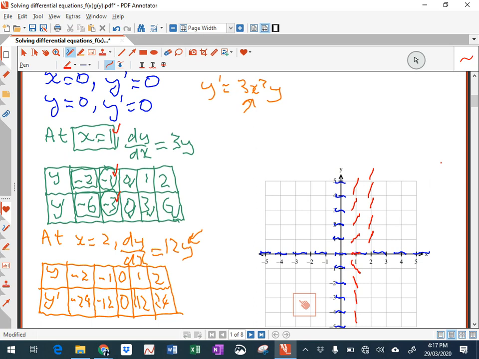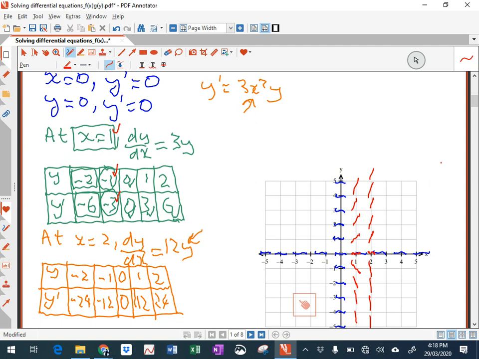Now do the negative values, and obviously we've got 0 here. At x equals 2, y equals -1, the slope is -12. So that should be something like that, steeper than the one at x equals 1. And then at x equals 2, y equals -2, you've got a slope of -24, so that's really steep. So you can see that's just getting steeper and steeper.